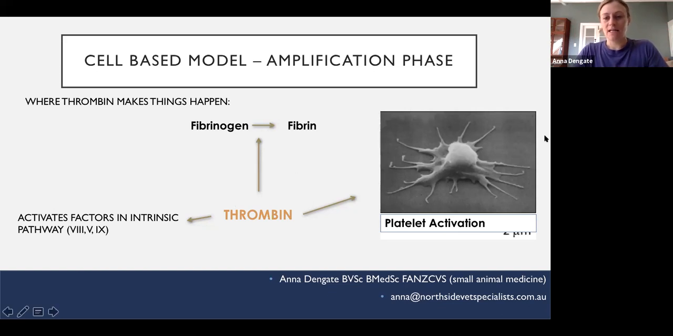The other thing that thrombin does is activate platelets. It's a really potent platelet activator. And I put this electron micrograph picture of a platelet in because I find it so amazing. These are round cells when they're not activated, and this is a true picture of an activated platelet. You can see how this cell, which was round, has increased its surface area by over 100 times by extending these tendrils out from itself.